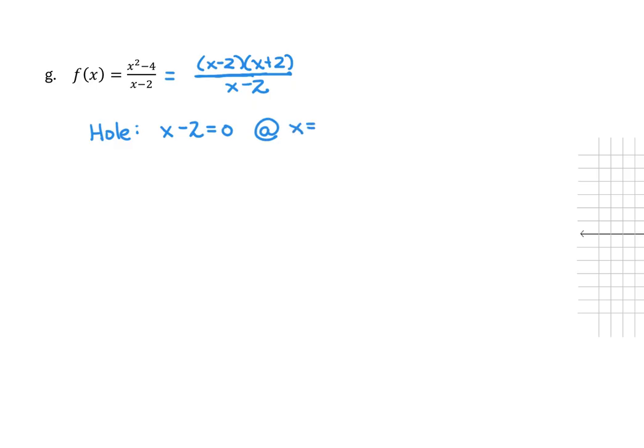We're going to have a hole at x equals 2. From here, if we cancel these, what we see is this is actually equal to the equation x plus 2, simplified. We don't have any horizontal asymptotes because this is a linear equation, and so we don't have to worry about that. We just need to graph the line y equals x plus 2. But we do need to remember there is a hole.